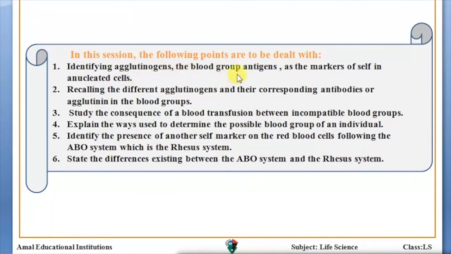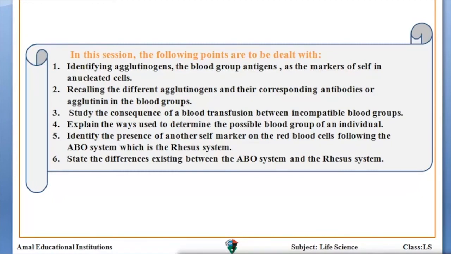We're going to recall the different agglutinogens and their corresponding antibodies, or agglutinin. Agglutinin is the blood group antibodies, and agglutinogens are the blood group antigens. The notion concerning blood group antigens and blood group antibodies has been discussed in grade 8.